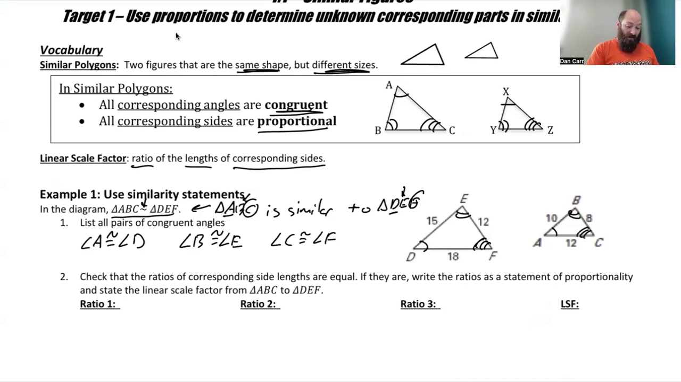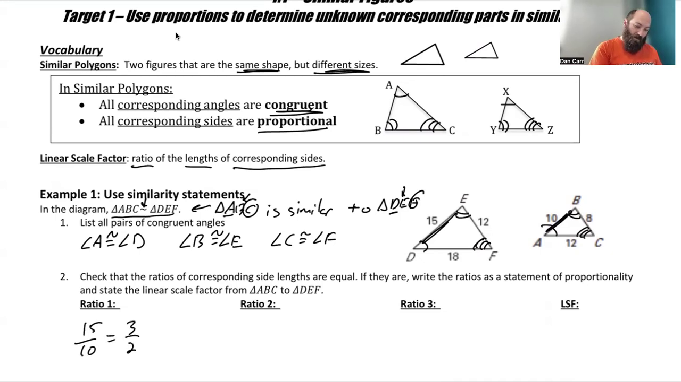So check that the ratios of our corresponding side lengths are equal. What I mean by that is, if we look at ratio 1, I'll do the first two letters. So that was AB, which is 10, and DE, which is 15. It doesn't matter which way I do it. I could do 15 over 10 or 10 over 15. Just be consistent as you go through. So I'll go left over right. So I'll make that 15 over 10. Dividing that out by 5, I get 3 over 2.